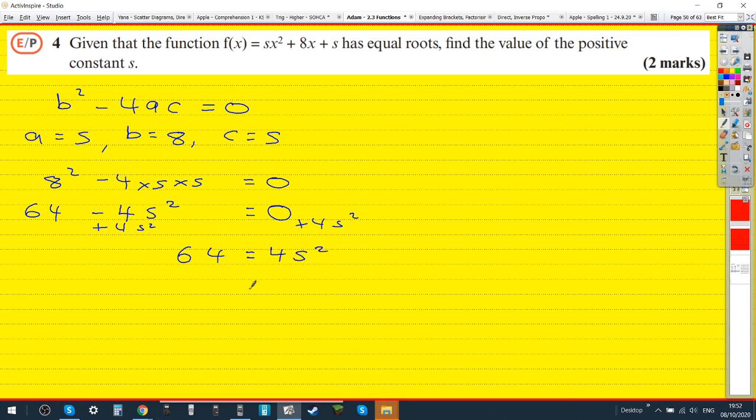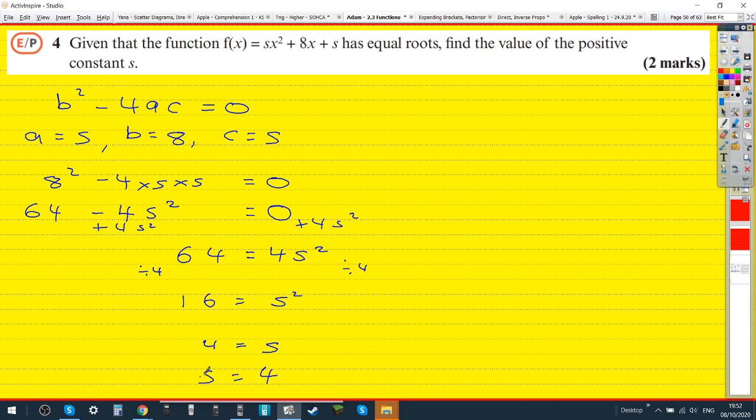And then we divide it by 4 on both sides. So divided by 4, which would be 16 equals s squared. Then we square root both sides, which would give you 4 equals s, or s equals 4.